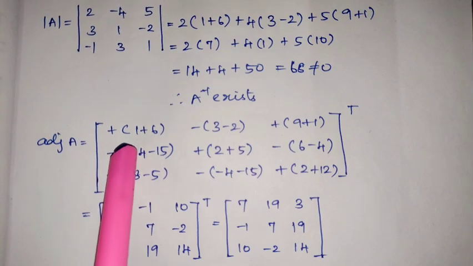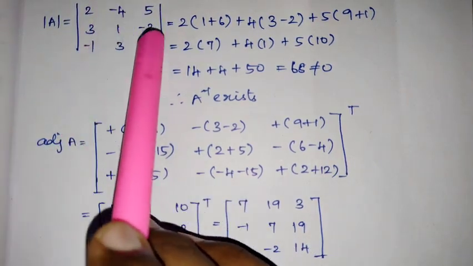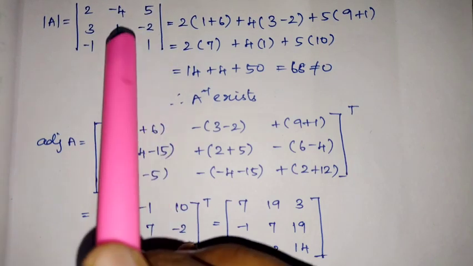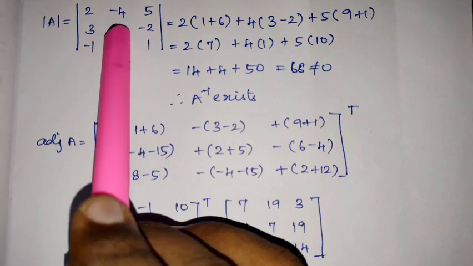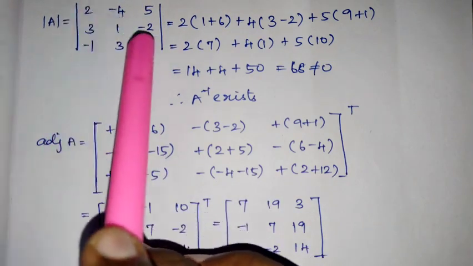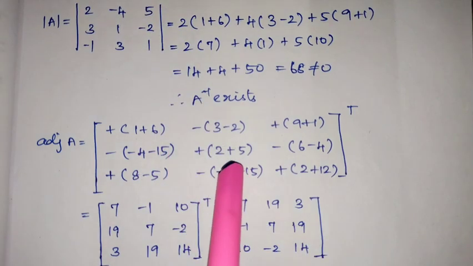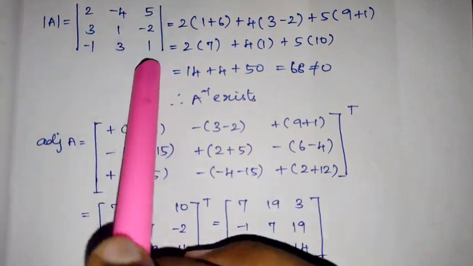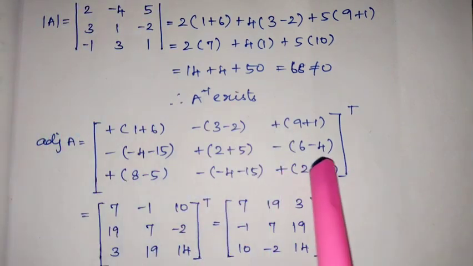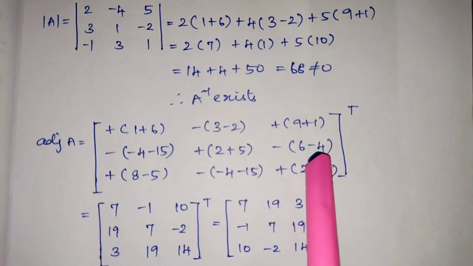This is the second row first element, which is 3. Leave the row and column. Minus 4 into 1 is minus 4. Minus 3 into 5 is minus 15. Then middle element 1. So leave the row and column. 1 into 2 is 2. Minus 1 into 5 is minus 5. So plus 5. Then the last element minus 2. So leave this row and column. 2 into 3 is 6. Minus 1 into minus 4 is plus 4. So here it is minus 4.